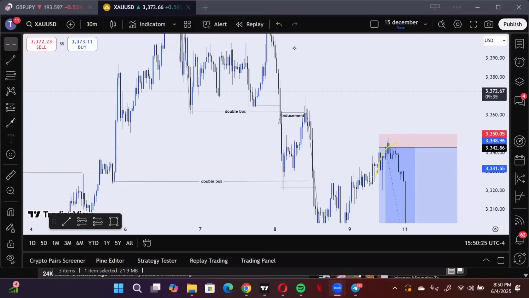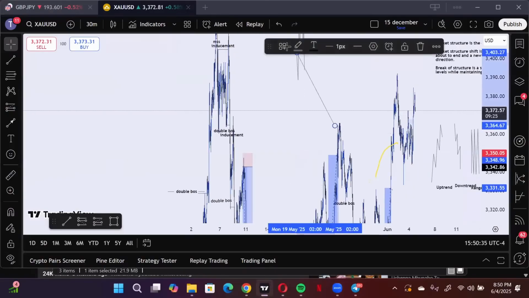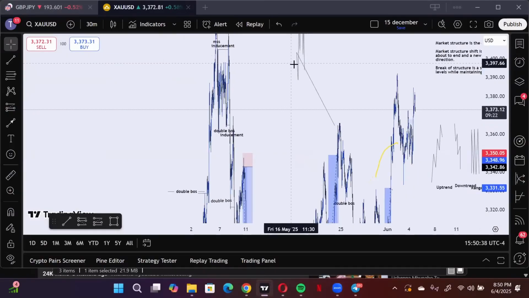If your inducement is multiple candles, just pick one candle there and draw it out. You cannot draw out all your candles. You just have to pick one candle there, the one that is most visible, and then you draw it out.